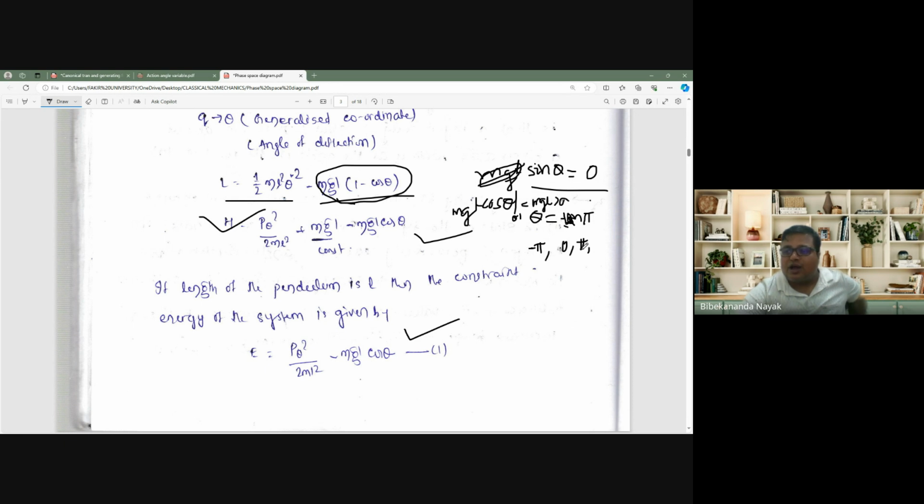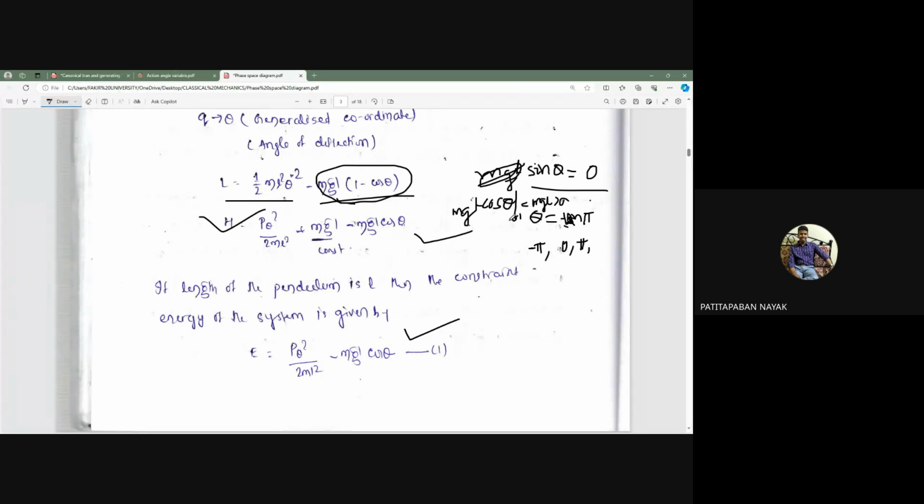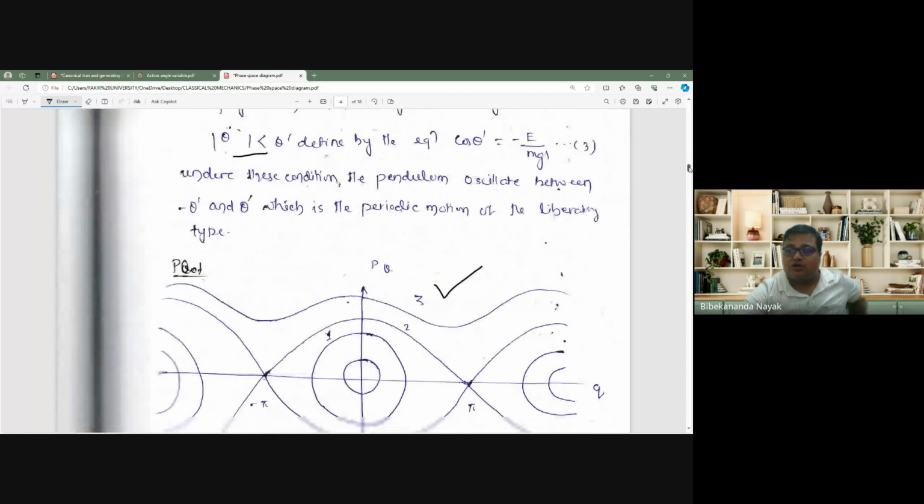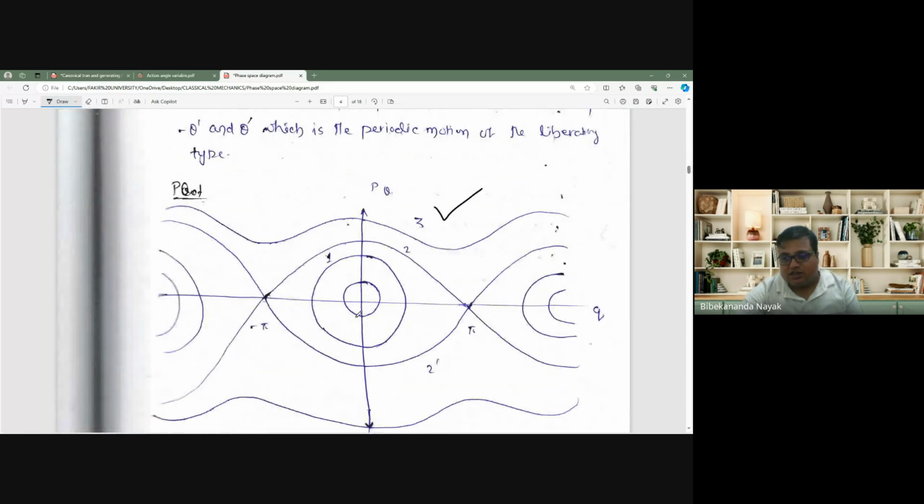When you put theta equal to pi or minus pi, it will be minus MGL, because cos pi is minus 1 and cos minus pi is also minus 1. So minus means the potential is maximum. So they are saddle points, they are intersect points. See with the figure. 0 is the origin and pi, minus pi are saddle points based on the intersect. Okay, this is the diagram.